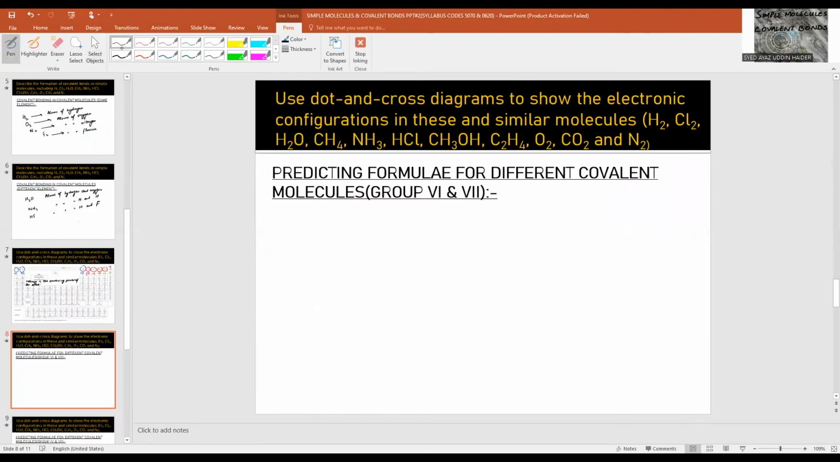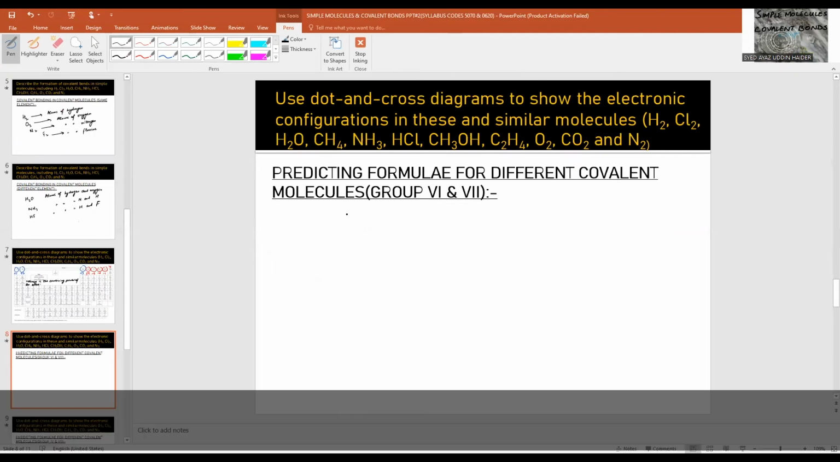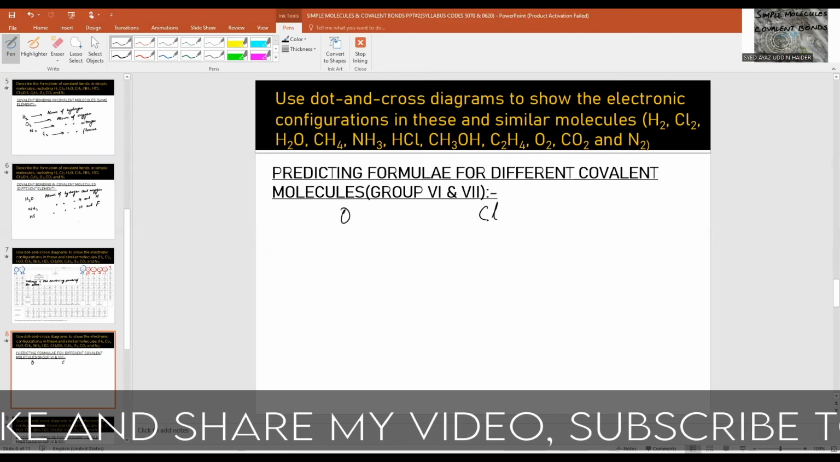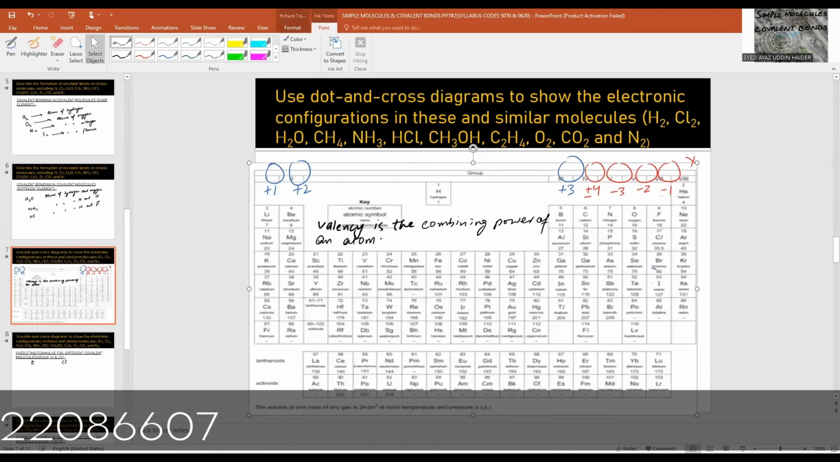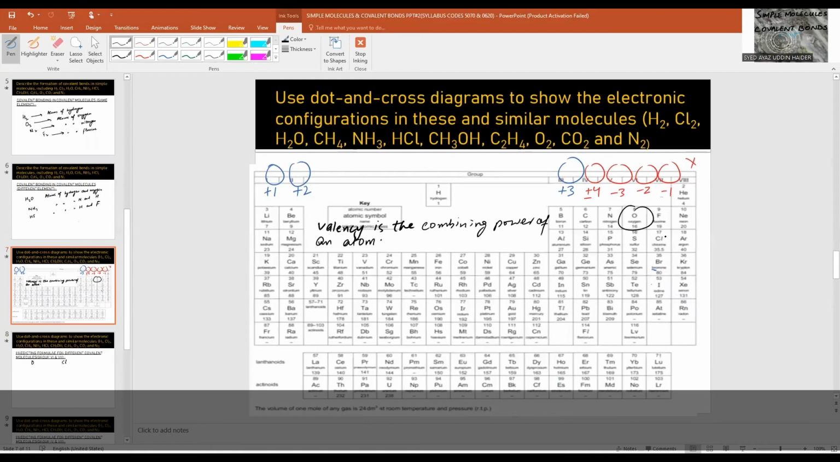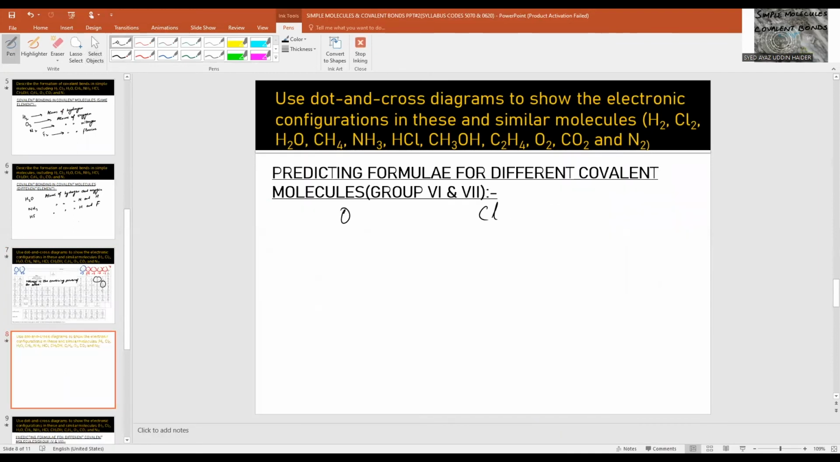Now let's do some working. Let's predict the formula between oxygen and chlorine. The symbol for oxygen is O, and chlorine is Cl. Oxygen belongs to group 6. Here's oxygen, and here's chlorine. So let's write the valency for oxygen, group 6. Valency will be minus 2. Chlorine, group 7, minus 1. Ignore their charges, and these numbers become their subscripts. These subscripts will be exchanged.